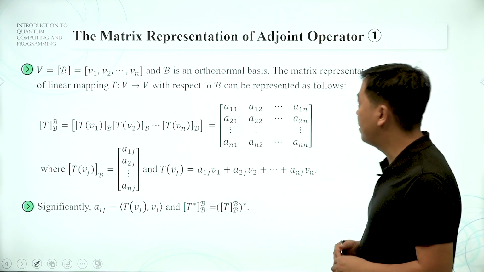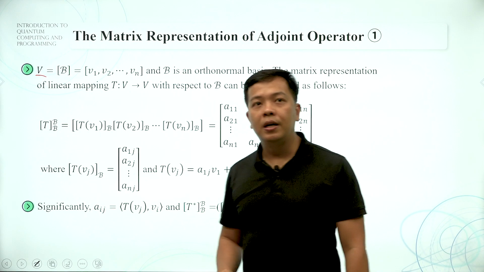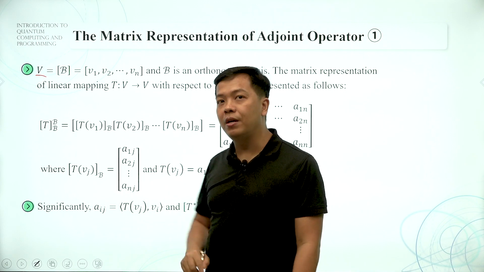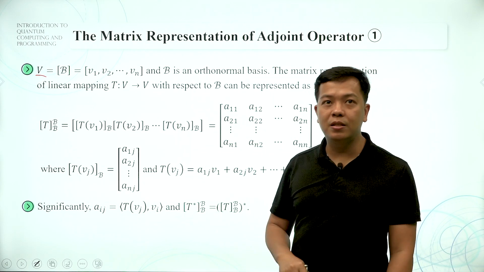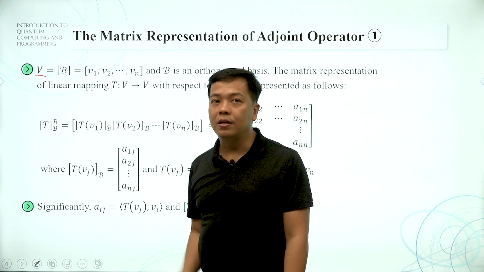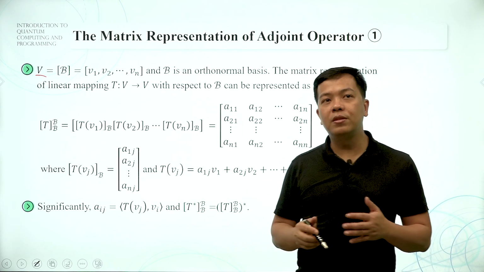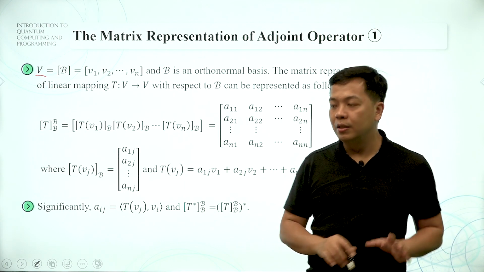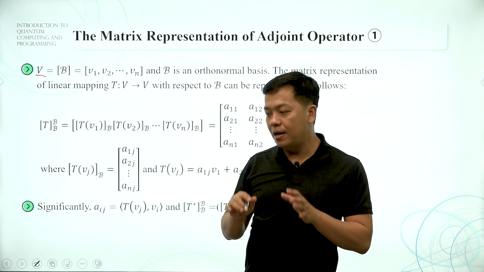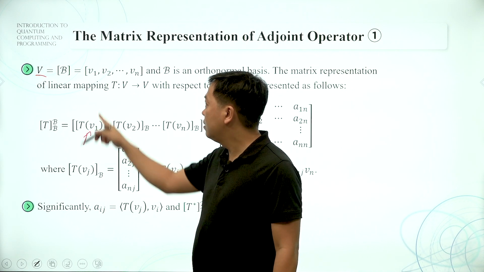This is the format. Over here we have a basis of the vector space V. The vector space V includes n elements, v1, v2, up to vn, and B is an orthonormal basis for V. So there is a matrix representation for the linear mapping, which includes the n elements and the linear operator.